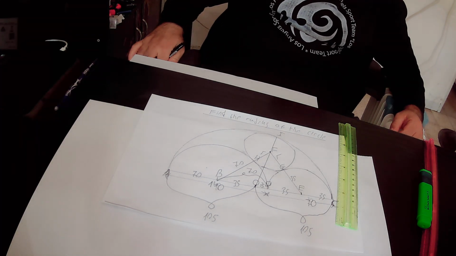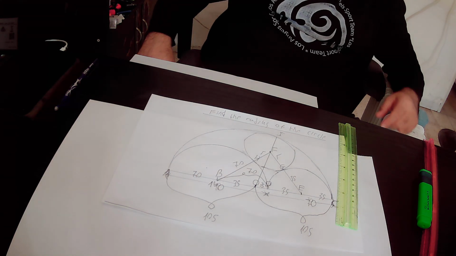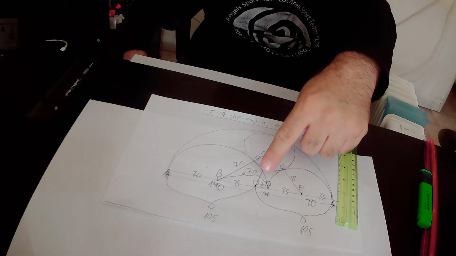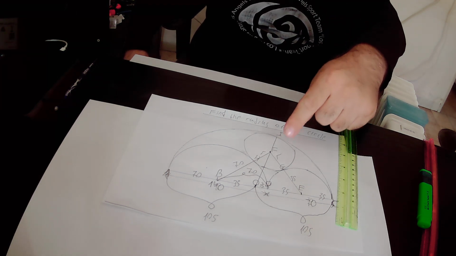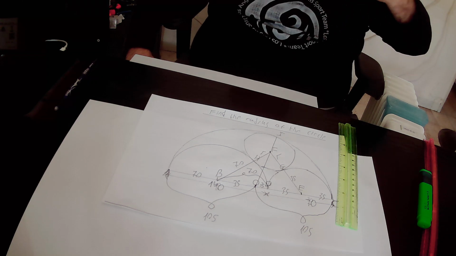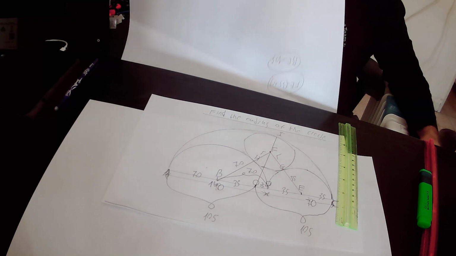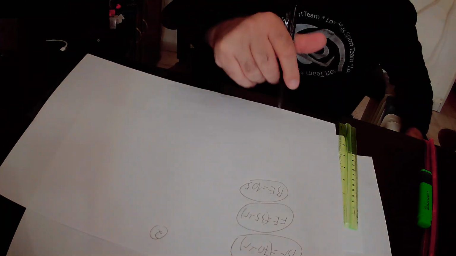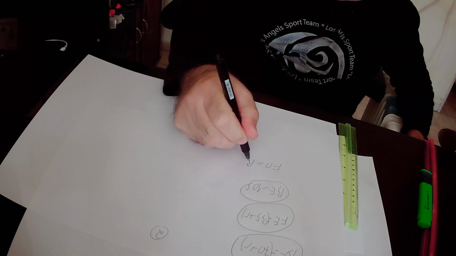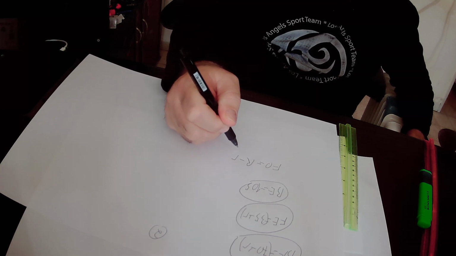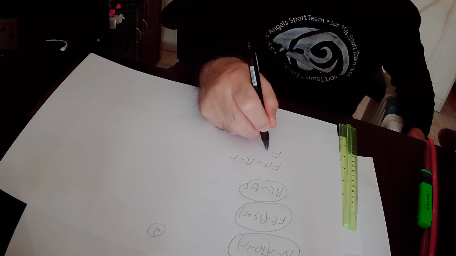And what is the distance between their centers? The distance between their centers is FO. And what is the length of FO? It is equal to capital R minus small r. Okay, so FO equals capital R, that is the radius of the biggest semicircle, minus small r, that is the radius of the circle.